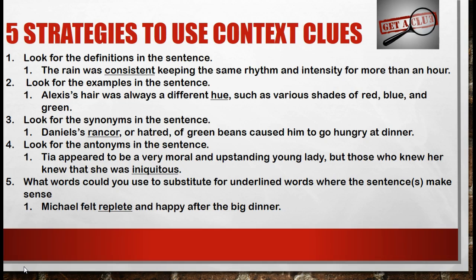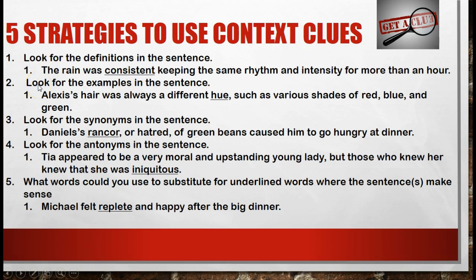The first one is to look for the definition in the sentence. So look at the sentence right here. It says the rain was consistent, keeping the same rhythm and intensity for more than an hour. So the definition is here, keeping the same rhythm and intensity. So that tells us what consistent means.